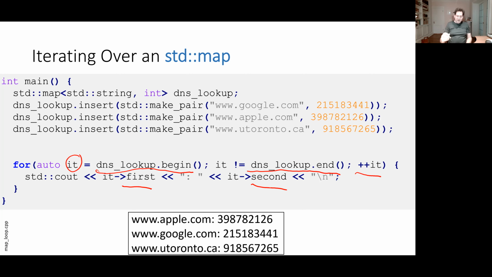So they come out, notice that they didn't come out in the order I put them in. I put in Google first, then Apple, then Toronto. They come out Apple, Google, Toronto.